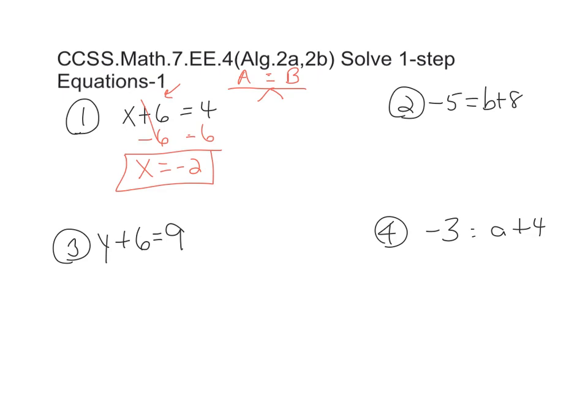So we have negative 5 equals b plus 8. Now, we're working on the b side here. So what's happening to the b? It's being added by 8, so we're going to subtract 8 on both sides. And remember our rules and everything else. So show me what's going on.